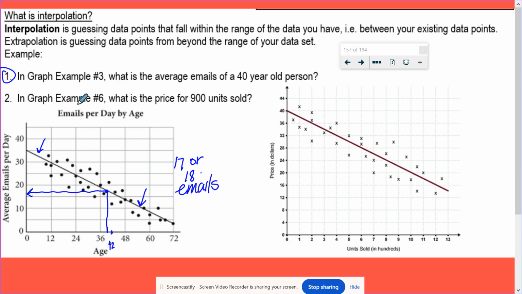Let's try another one. In graph number 6, so this is graph number 6 from earlier, what is the price for 900 units sold? So 900 units sold, this is in hundreds, so that would be right here. So I'm going to go up to my line, stop when I touch my line, and then bend and go over to the side here. So it looks like maybe $22 or $23. Without the line of best fit, without this line, I wouldn't know where to stop and bend to try to find my prediction.